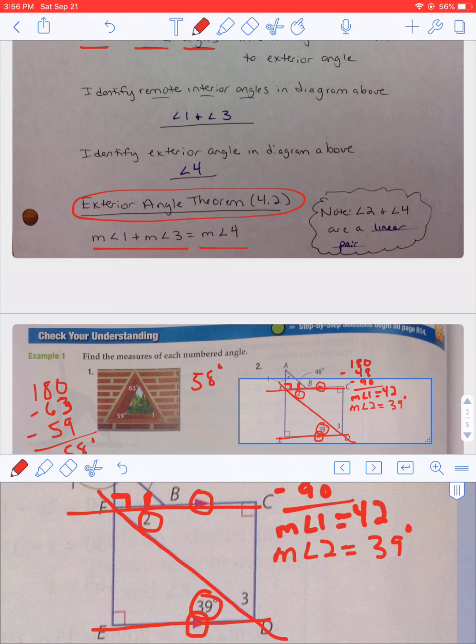Okay, and so if we know this is 39 degrees and we know this is 90, we can easily find out that this one, this one meaning angle 3, is simply finding out what 180 minus 90 minus 39 is, which is 51 degrees.